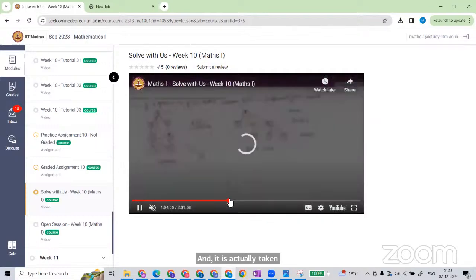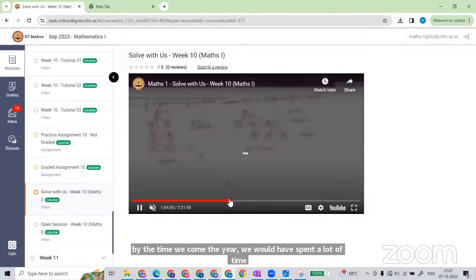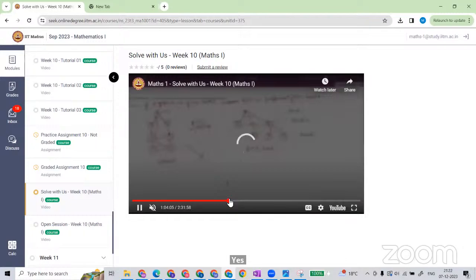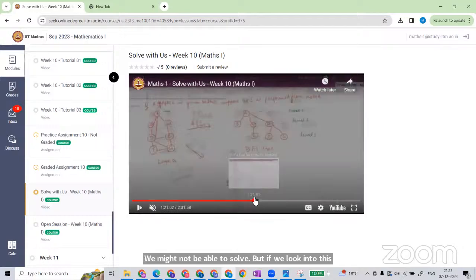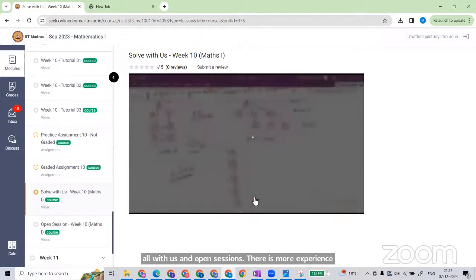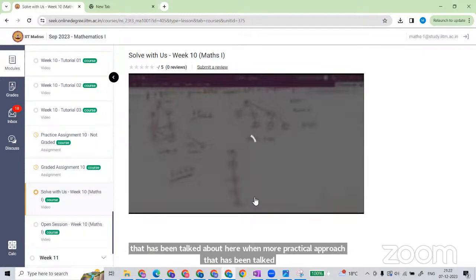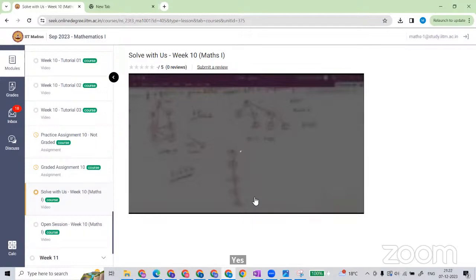The problem is that when we go through each week, our first tendency is to cover lecture 1, lecture 2, lecture 3, and then come to the later parts. By the time we come here, we would have spent a lot of time, and when we go to the assignments, practical assignments or graded assignments, we might not be able to solve them. But in the Solve with Us and open sessions, more experience and a more practical approach is being talked about. So in every week, these are much better than the original lectures.